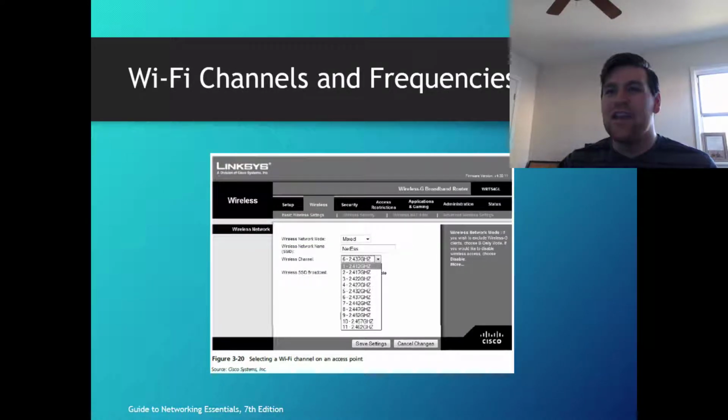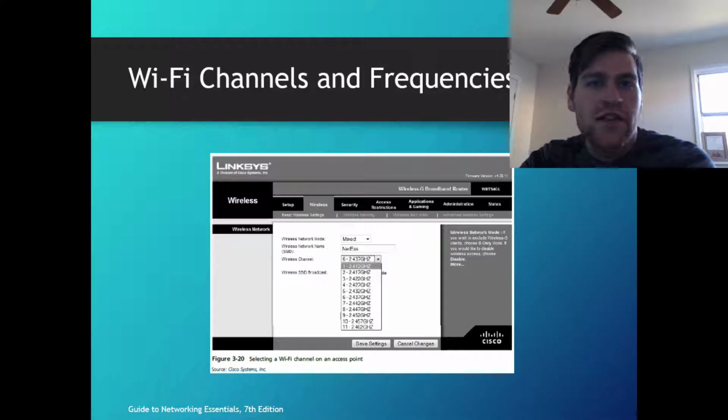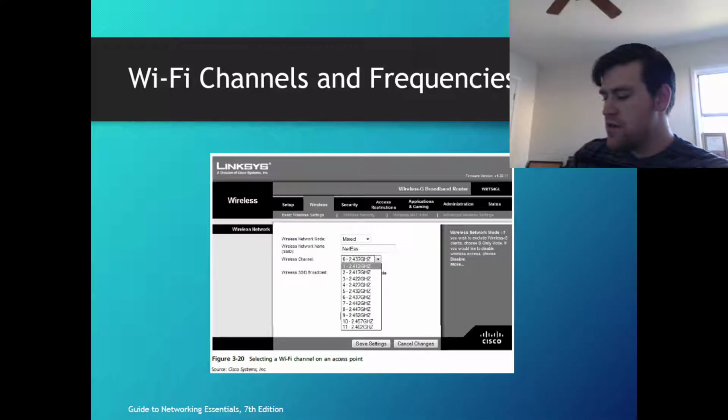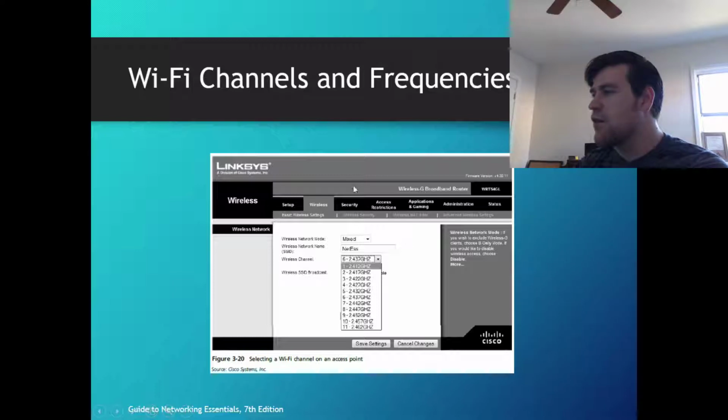But here you see a screenshot of a typical wireless router configuration window, and this just shows you the different channels that you can use. You see channel 1 here, and it's 2.412, and you can actually see what all the different channels are. This only goes up to, of course, channel 11, because this is in North America, and so it does not go all the way up to channel 14. So there you have it. This one will let you select any channel.